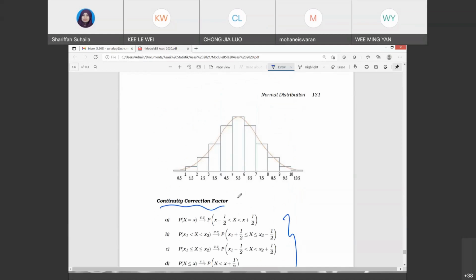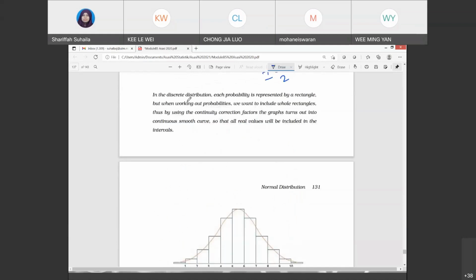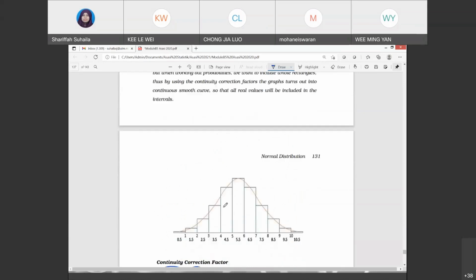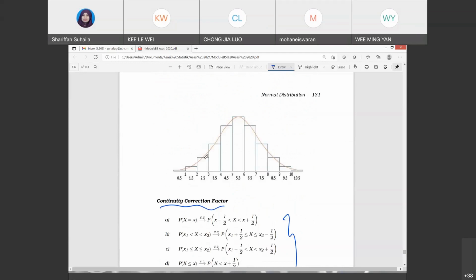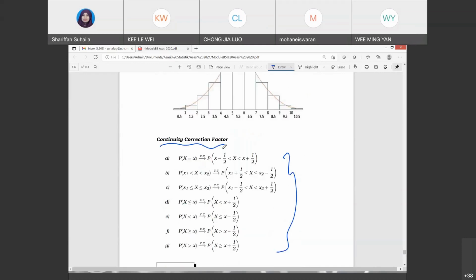Understand the concept. In the discrete distribution, each probability is represented by a rectangle. Here we have 0, 1, 2, 3, 4, and so on. But when we have the continuous function, it should become a continuous smooth curve. That is where we have plus minus 0.5. If you look at this one, how do you want to solve this? Apply continuity correction factor.